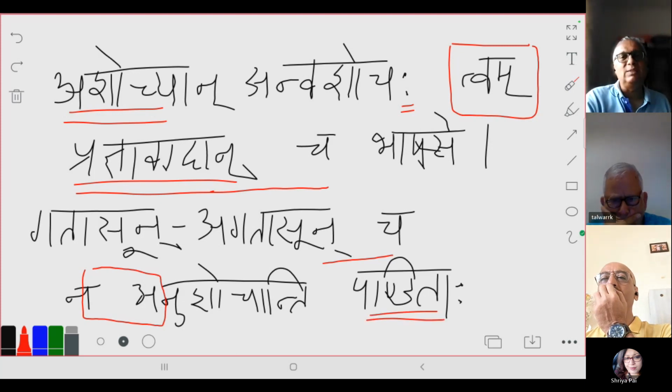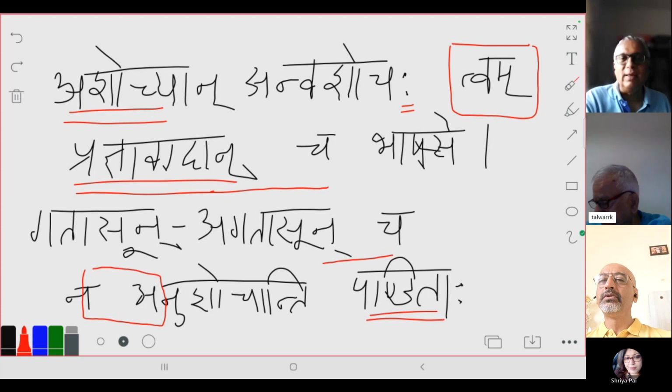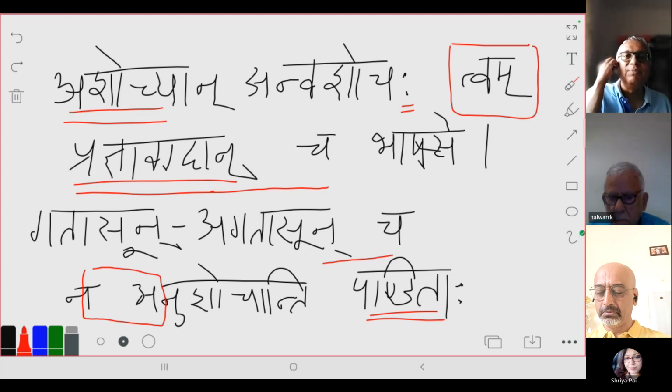Panditaha. We know Panditaha is what? What vibhakti is Panditaha? Pandita. Akaranta. Pullinga. Panditaha, Prathama Vibhakti, Bahuvachanam, correct, no? So, Panditaha na anushocanti, the wise do not grieve. He says the wise do not grieve. Do not grieve for whom?